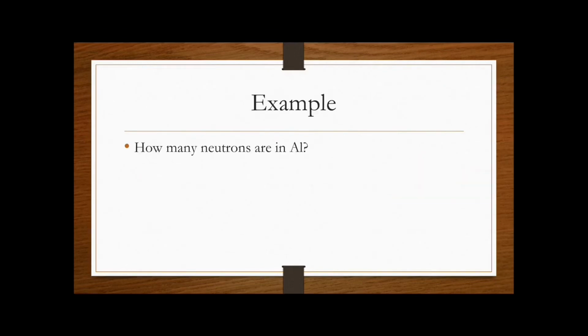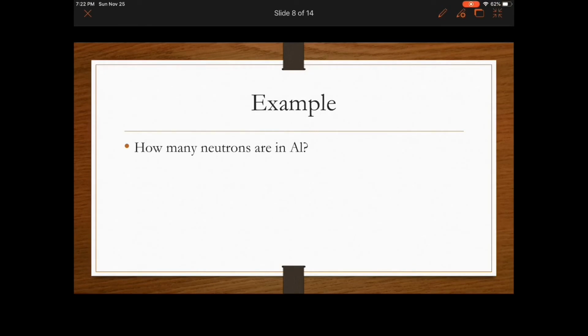All right, so let's do an example. My favorite thing in the world. All right, so how many neutrons are in Al? Remember, Al is aluminum. The atomic number for aluminum is 13, and we've already figured out that that means there's 13 protons. Okay, so we need to figure out the mass. So the mass on the periodic table states it is 26.982. So we just want to use whole numbers. So we're going to round this up to 27.